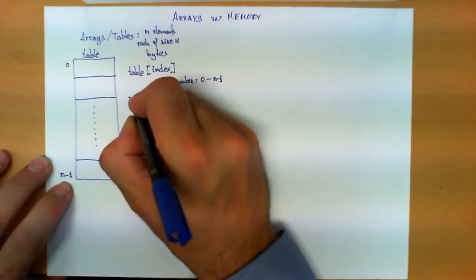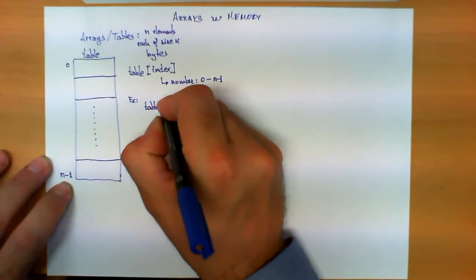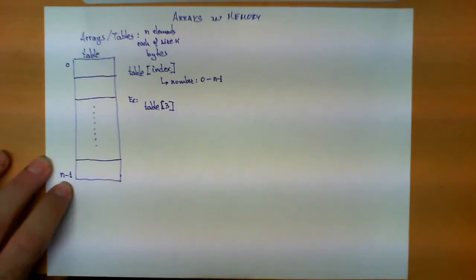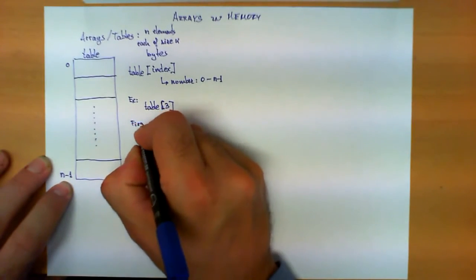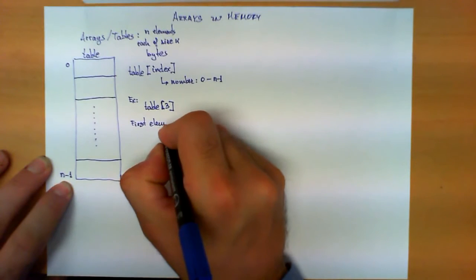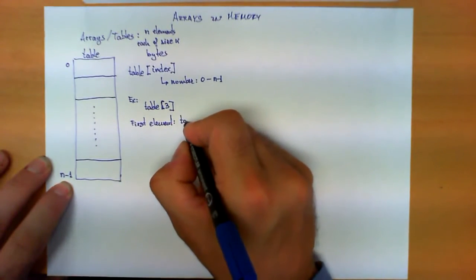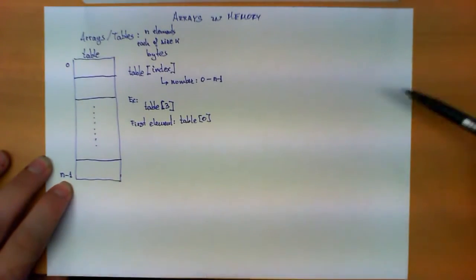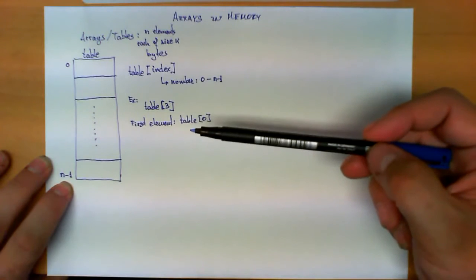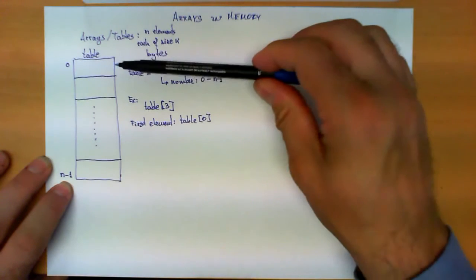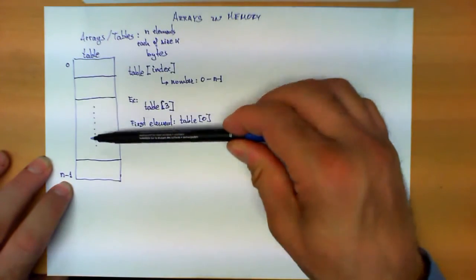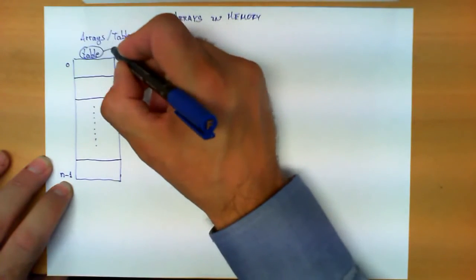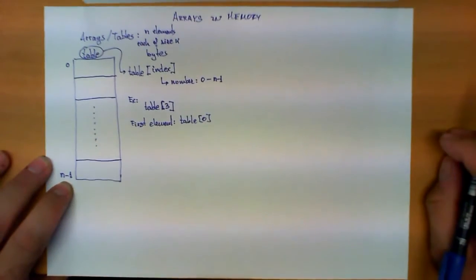For example, table of 3 refers to the fourth element, because the first element typically in most programming languages is table of 0. So basically what this data structure allows us is to have a collection of elements, all of them of identical size, so they're all the same type. One is stored next to the other, and we refer to them using the name given to this table, followed by what we call the index.